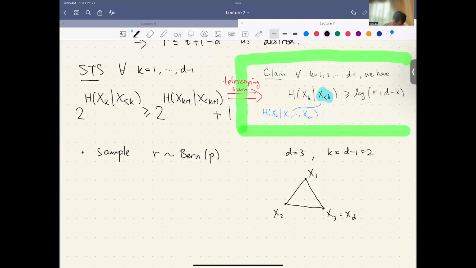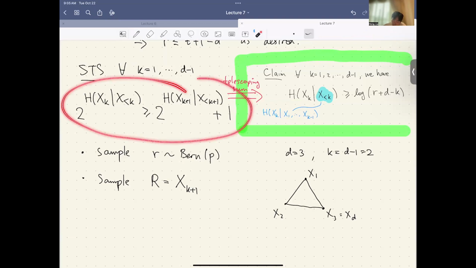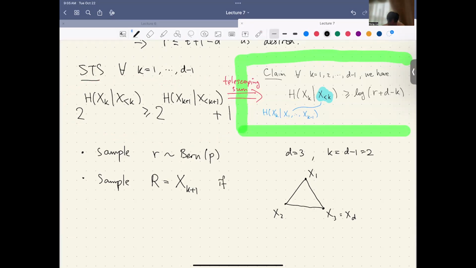Now we're gonna define, sample this random R taking value x k plus 1. We are proving this with k fixed. If R is 1, and equals to xk if R equals to 0.